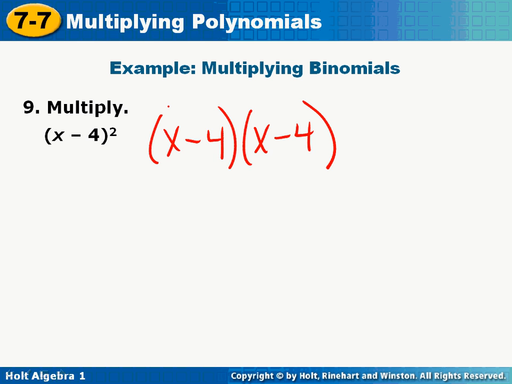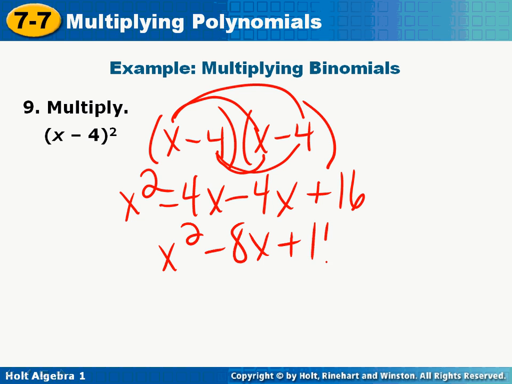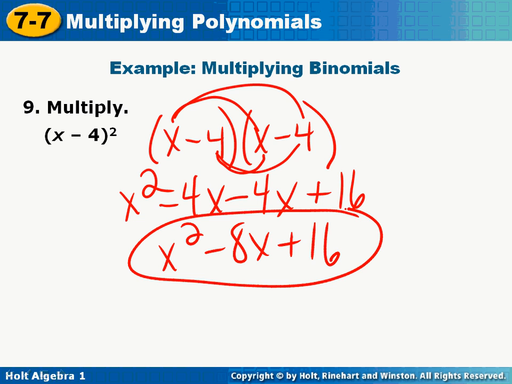He likes to double distribute, so I'm going to take the x times the x. That is x squared. Then x times negative 4 is minus 4x. And then negative 4 times x is another minus 4x. Do you see why we have two of the same thing? And then negative 4 times negative 4 is 16. So that's x squared minus 8x plus 16, final answer.